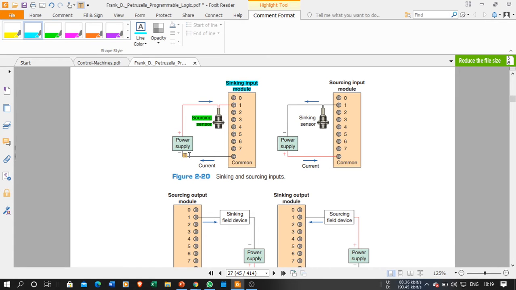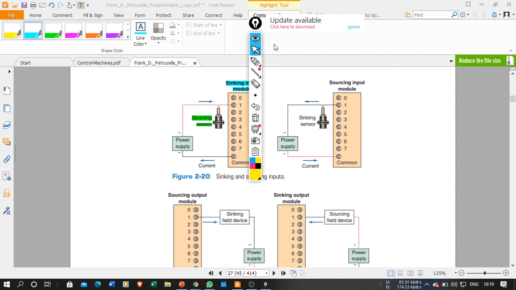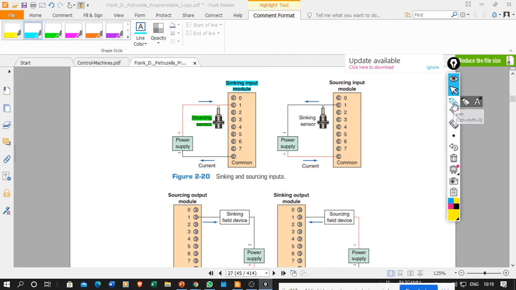Okay, and through the module my current will flow, from your terminal 1 to the common. Internally, terminal 1 and common are connected. So my current will flow in this manner, from 1 to common and common to the negative of the supply. So this is my sinking module over here.